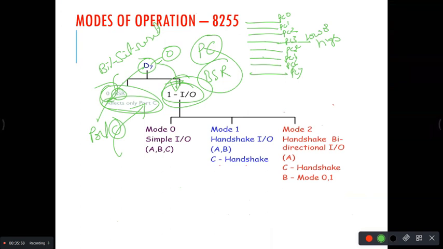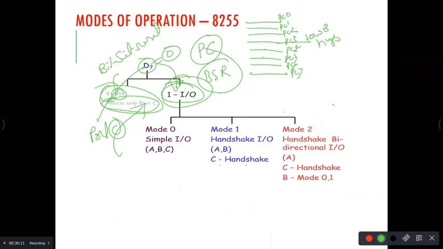In bit set reset mode, you can individually access the port C lines. Individually, you can make high or low. But in IO mode, you can't do that. If you are using port A, you have to use all 8 lines at a time. If you're using port B, all 8 lines at a time. If you're using port C, you have to use all of port C at a time. This is the difference between these two.